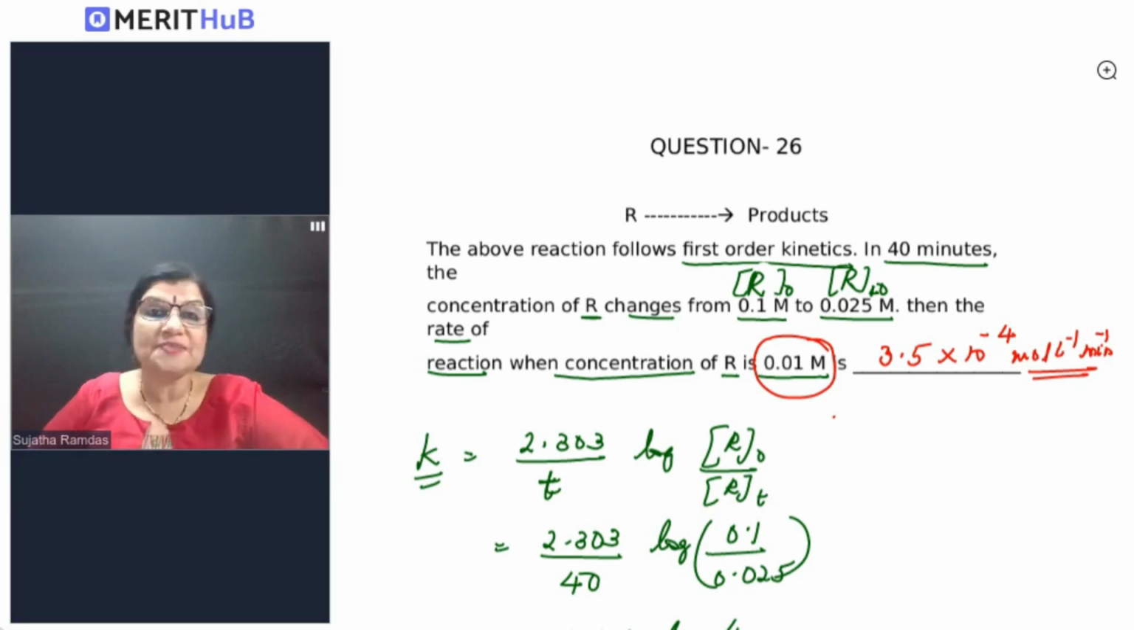There are many more concepts involved in the topic chemical kinetics.